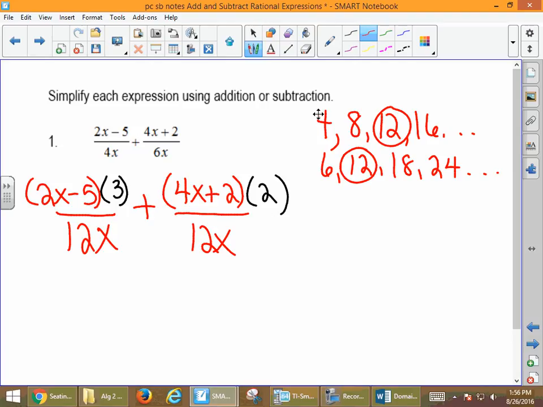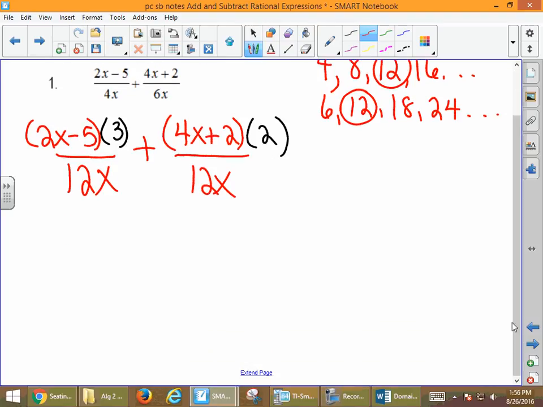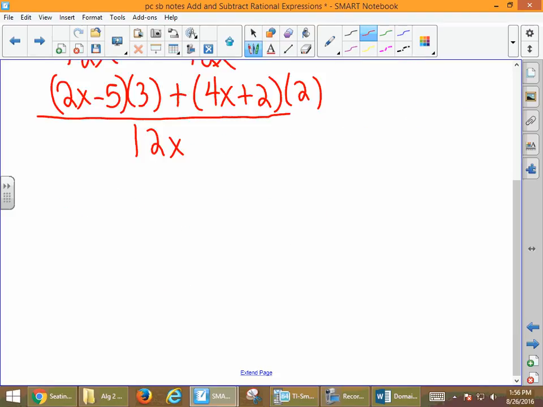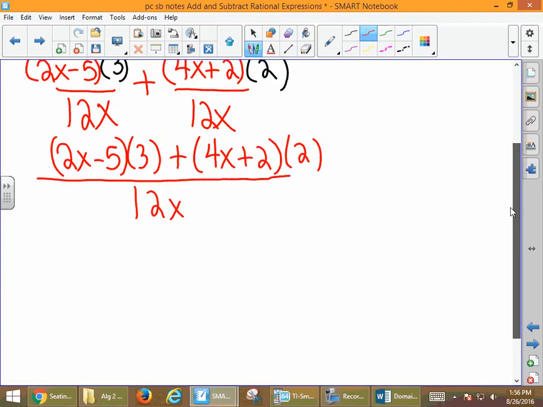Now, for the next step, some of you need to write it and some of you don't need to write it. I'm going to write it, but what we have now is we do have a common denominator of 12x. So we're going to have to simplify the numerator, but I want to write it down one more time before I get there. Again, you decide whether you need to write this step or not. And I don't always write it, but I write it a lot.